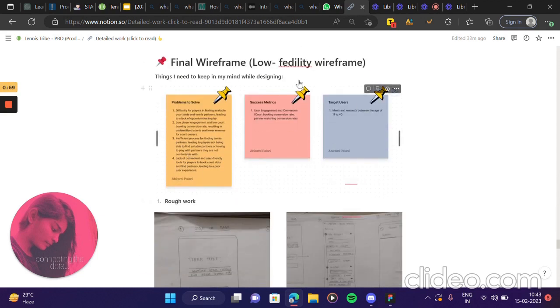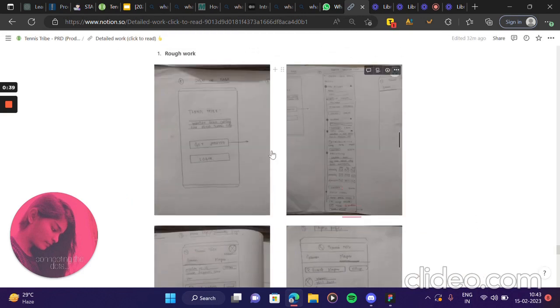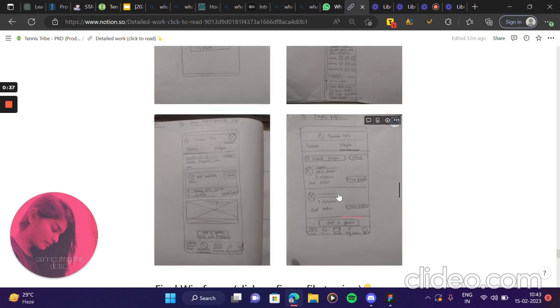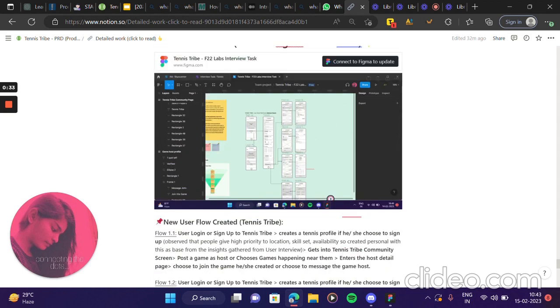So these are the things I kept in mind before coming up with my final wireframe. What are the problems I'm going to solve? What is the success metric I am trying to achieve, like user engagement and conversion rate, I mean the court booking conversion rate and the partner matching conversion rate. And the target users: men and women between the ages of 11 to 14. First I started with some rough sketches, and then I went ahead and did the wireframe.